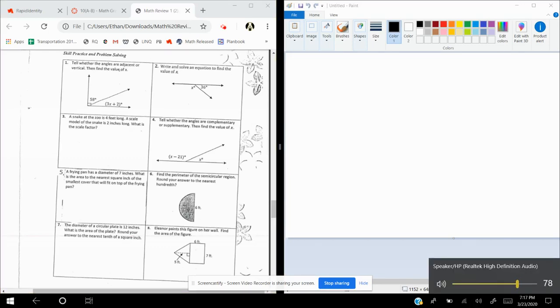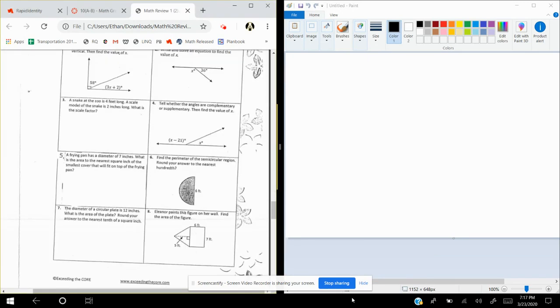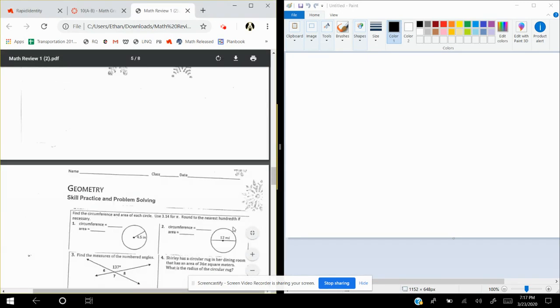Just posted a video a couple minutes ago for the first geometry page. We are now on the second geometry page. Okay, looks like this right here. There are 8 problems. The first one had 9.